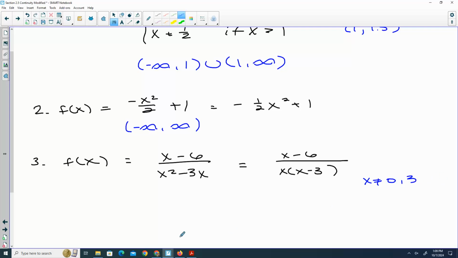What would that be as an interval? Negative infinity to 0, union 0 to 3, union 3 to infinity. Everything smaller than 0, between 0 and 3, and bigger than 3.